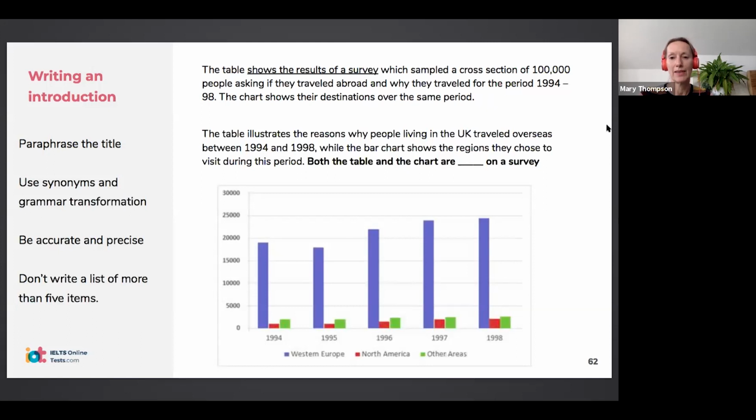Both the table and the chart are something on a survey. Yes, Guy, thanks. Based on a survey. Okay, and then this last bit of something people. So it's the number of people. What's the number? Yeah, that's right, 100,000 people, yeah. Okay, so that's the introduction.